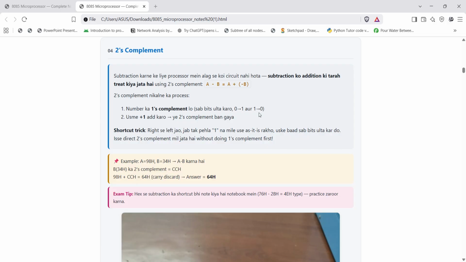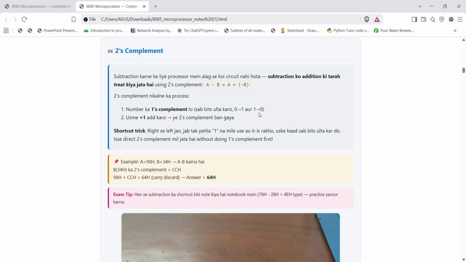Now let us do 98H plus CCH, because I need to explain some concept to you. Since we have to do negative addition now, CCH is basically negative, that is minus 34H. So H plus H is H. 8 plus C is what? A is basically 10, B is basically 11, and C itself is 12.